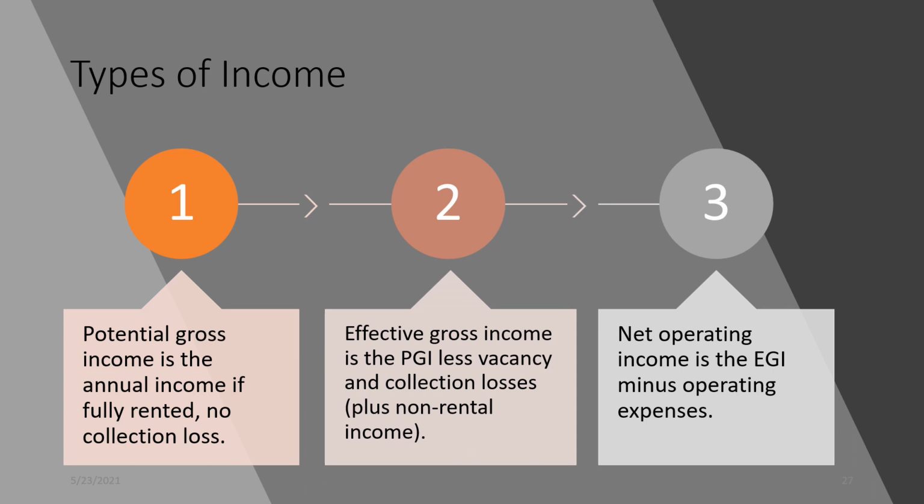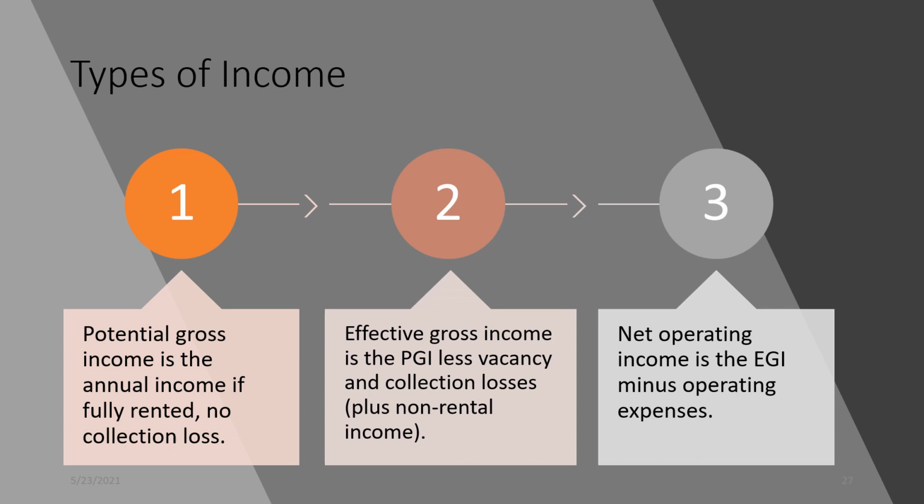Your potential gross income is the annual income if your property was fully rented with no collection loss. So, for example, you have a fourplex. You rent them for $1,000 a month. 1,000 times 4 is $4,000 a month that you're getting if it's fully rented. Times 12 months is $48,000. That would be the potential gross income.